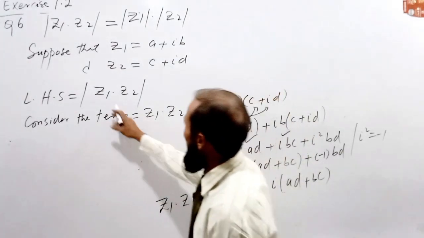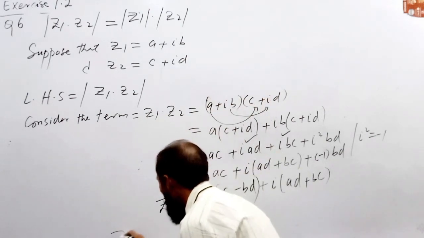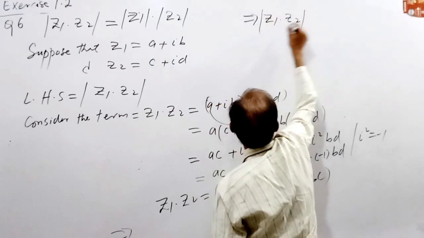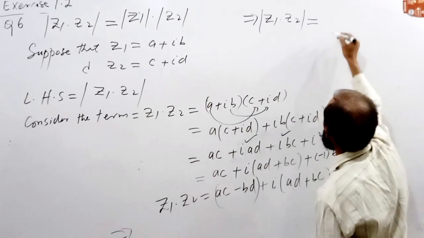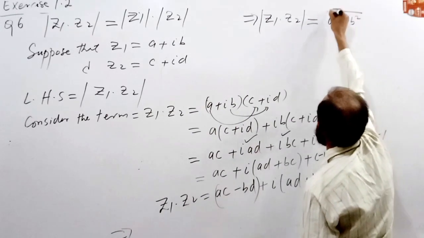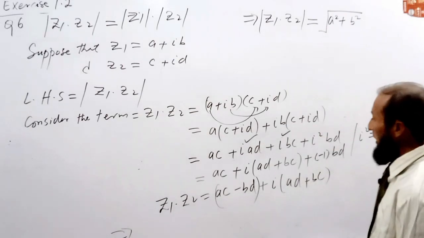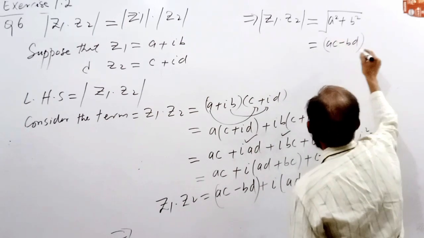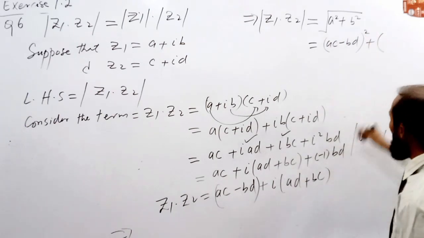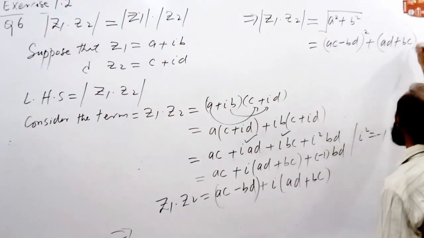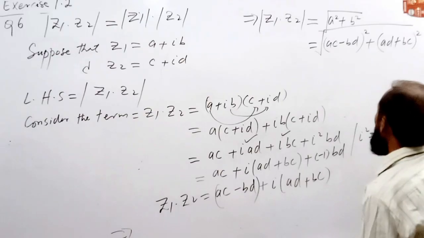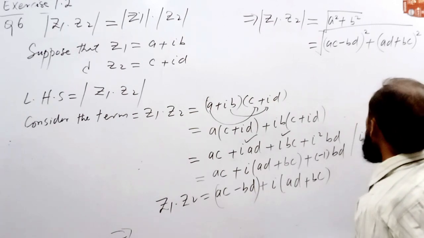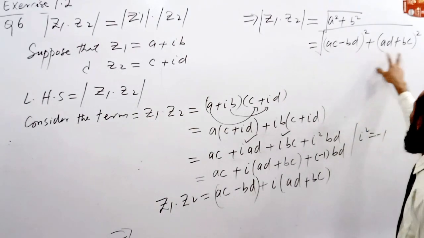Now we require the absolute value of the product of z1 and z2. According to the definition of absolute value, we write the formula: square root of a square plus b square. So here a is equal to ac minus bd, whole square, plus, and b will be ad plus bc, whole square, all under the square root. So the first result we get is this one.